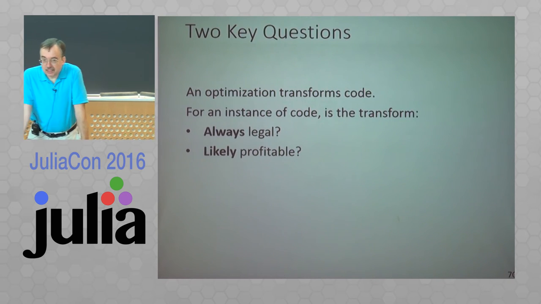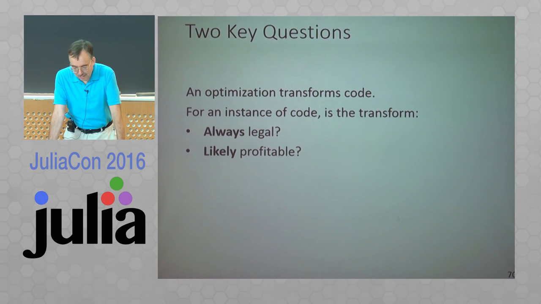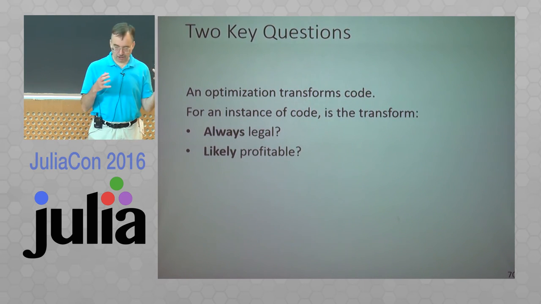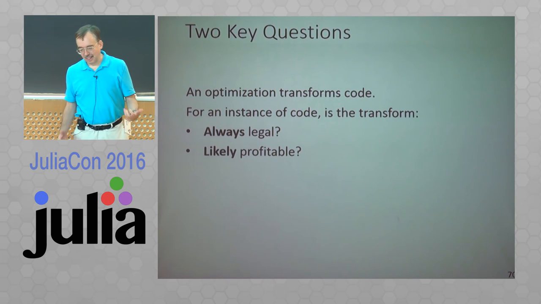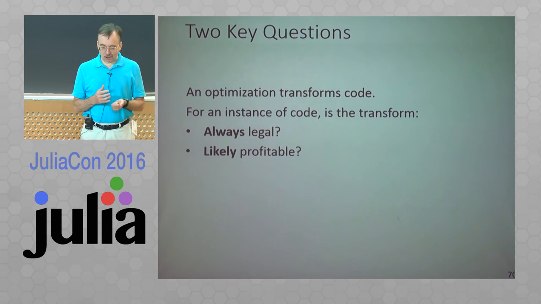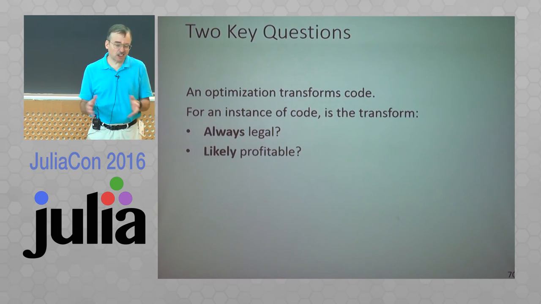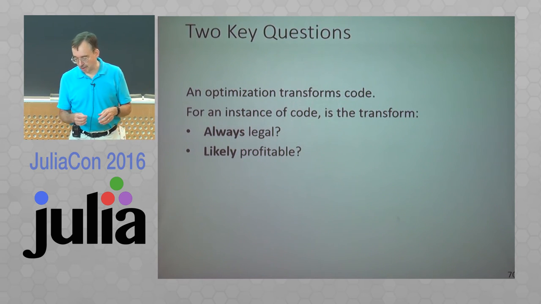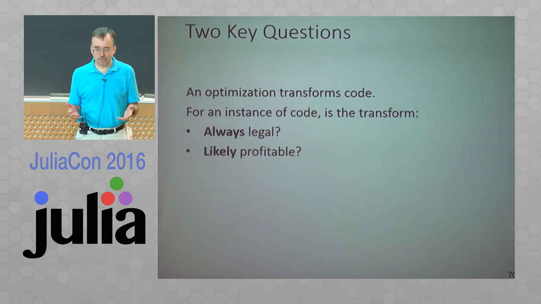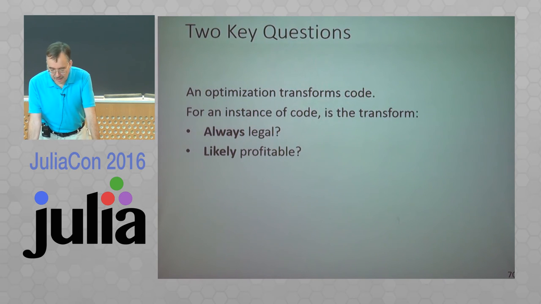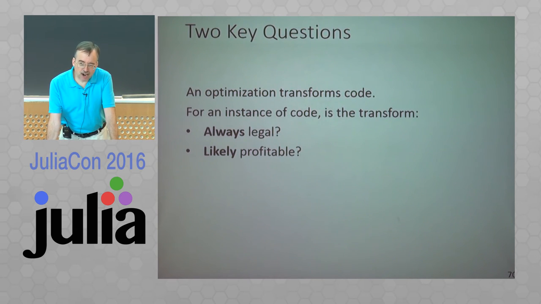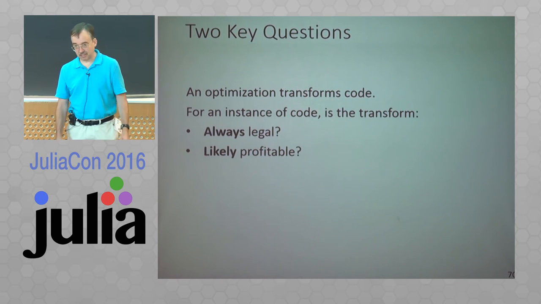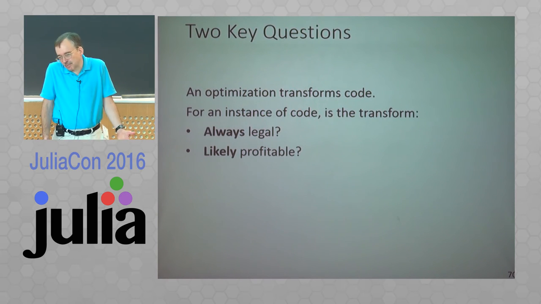With optimizations, there are always two key questions, because you're taking code and transforming it into a different piece of code. Is the transform always legal? Is what you rewrote it as really doing the same thing as the original code, or is it close enough? Is it legal is a fuzzy question, particularly with floating point round off. Maybe you change the floating point round off, and maybe that's okay, and maybe it is uncool. And is the transform likely profitable? Does it speed things up in the average case? You'll go crazy if you worry about speeding things up for all possible cases, but does it speed things up in the cases you care about?